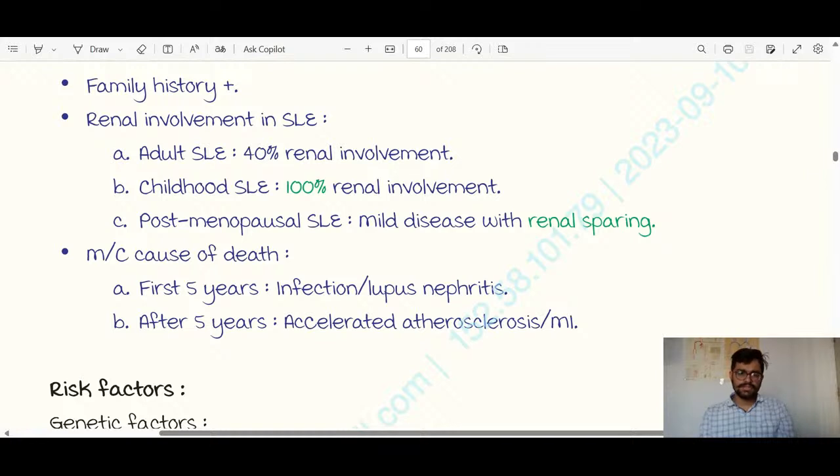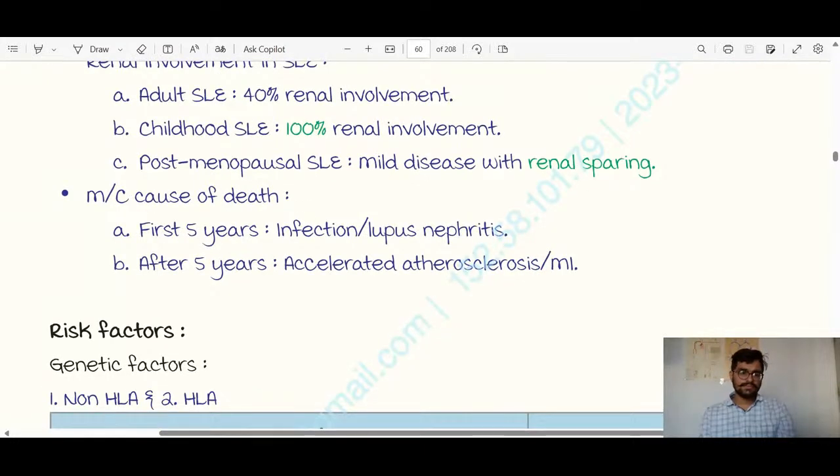So 40% have renal involvement in adult SLE. Childhood SLE has 100% renal involvement. Postmenopausal SLE is a mild disease with renal sparing. The most common cause of death in the first 5 years is infection or lupus nephritis. After 5 years, it is accelerated atherosclerosis or MI.